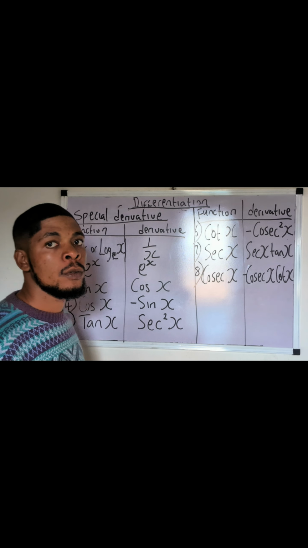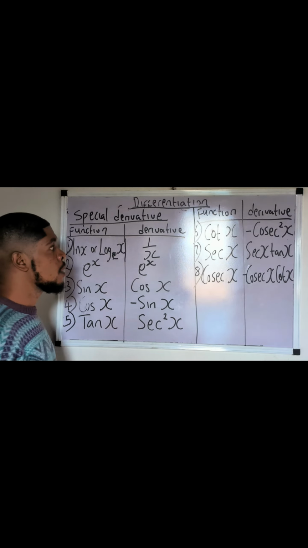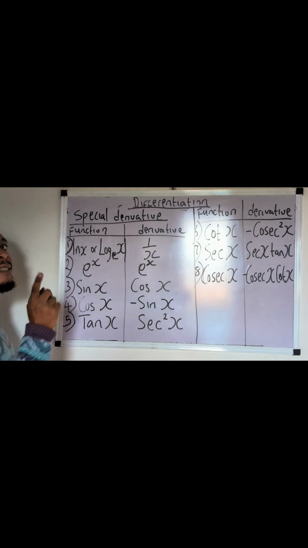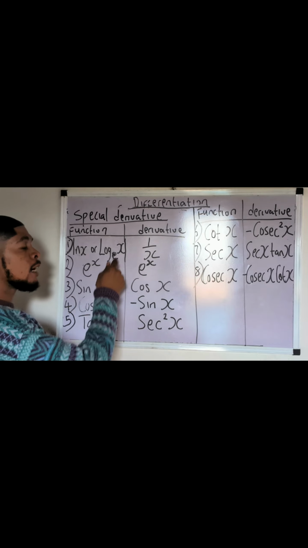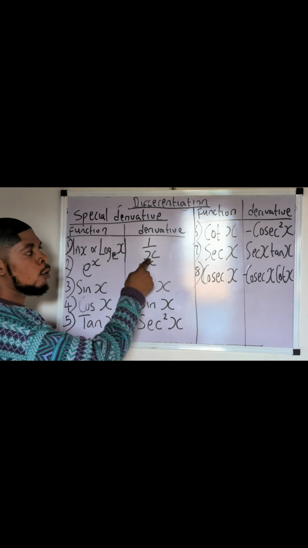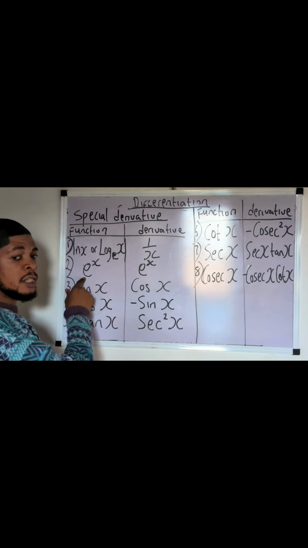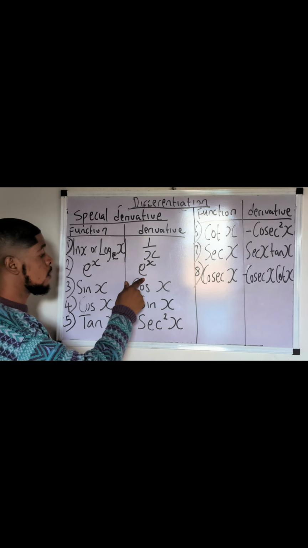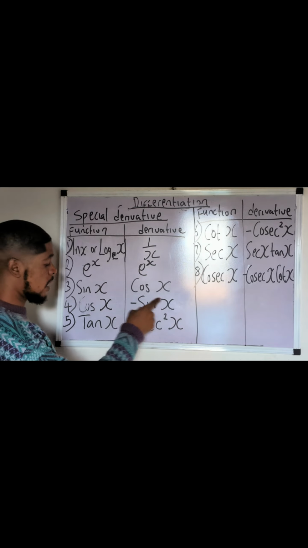Alright. Now let's go to special derivatives under differentiation. I've written them already on the board. This is ln x, it's the same thing as log base e of x. Now when you differentiate either this or this, you are getting 1 over x. Okay? Next is exponential raised to power x. When you differentiate it, you are also getting the same thing. Okay? Third is sine. When you differentiate sine x, you are getting cos x.